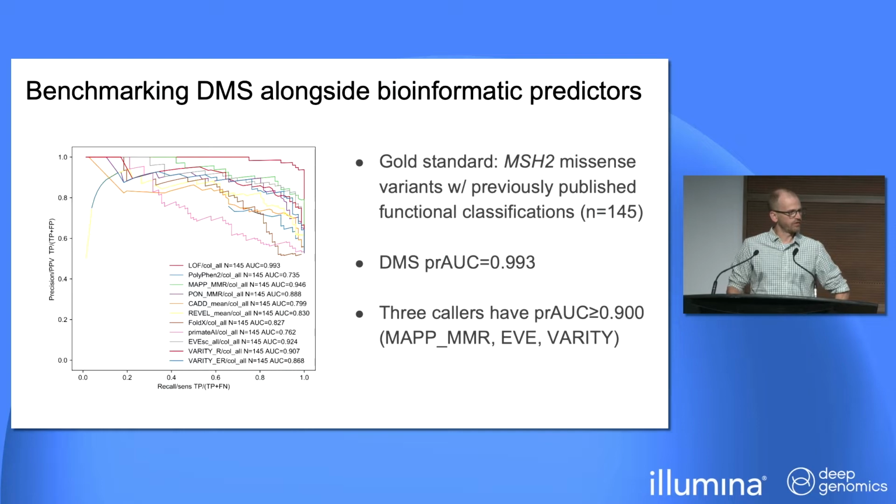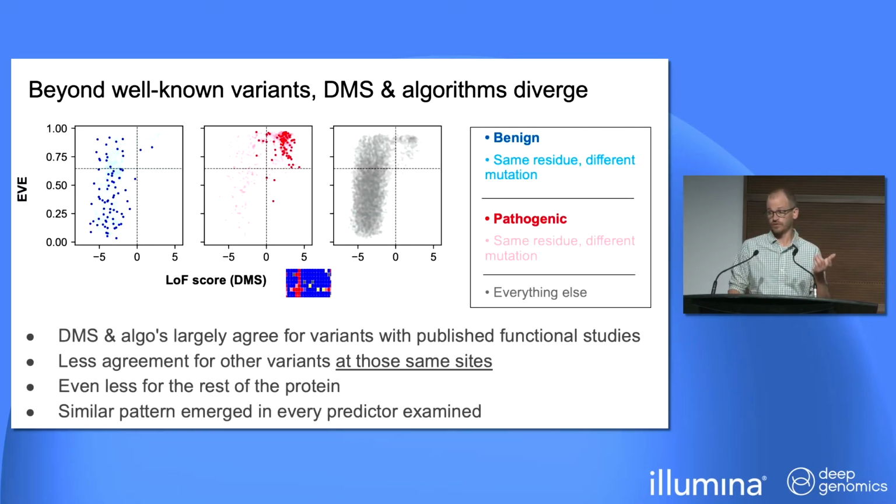So the deep mutational scanning data and the predictors largely agree for these previously published, well-known, often clinical variants. But we looked more deeply, and were surprised to see quite a bit less agreement for other variants at those same residues. That's going from the dark blue and dark red to the light blue and light pink. Here I'm picking one of the very best performing algorithms, EVE, and plotting its scores against our deep mutational scanning scores. The on-diagonal quadrants are variants for which the computational and experimental methods agree. Off diagonals, they disagree. And there was even less agreement across the rest of the protein.